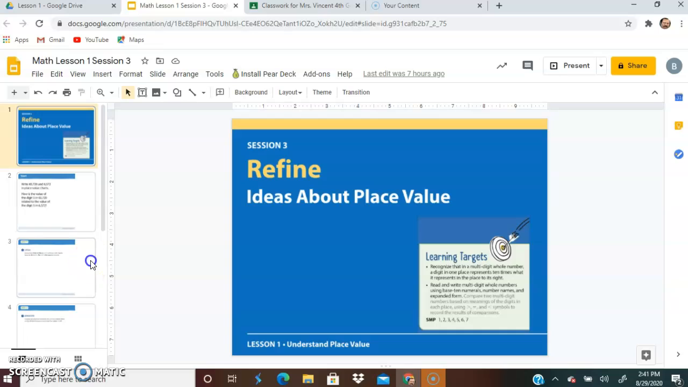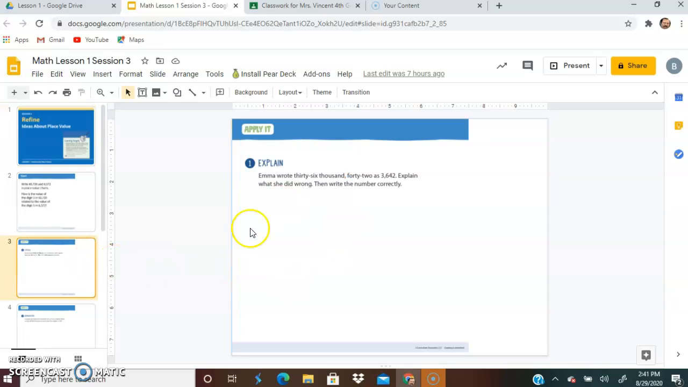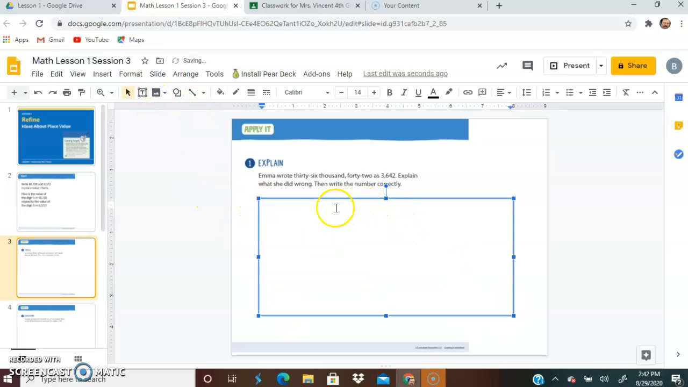Okay, guys, let's look at number 1. It says that Emma wrote 36,042 as 3,642. Explain what she did wrong. So the first thing that she did wrong was that she forgot to put in her 0 as a placeholder. So you should have said something to the effect of, she forgot to use 0 as a placeholder for the hundredths place.